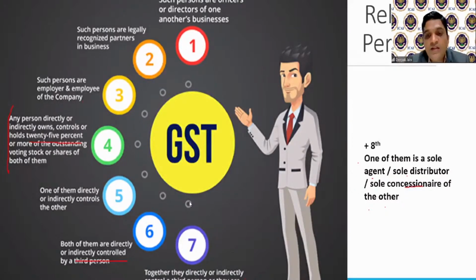Okay, so he is giving the exclusive right to distribute and sell. He is a sole concessioner. So these are the related persons with whom we have transactions and the value is influenced.